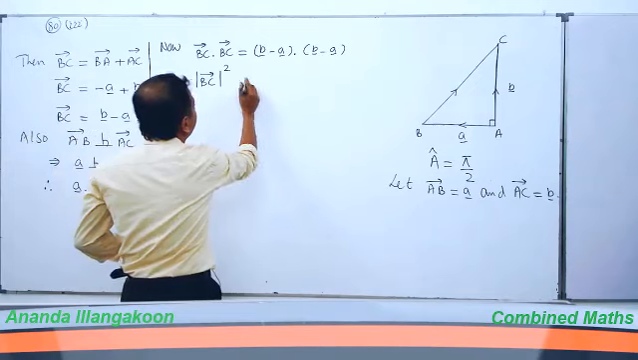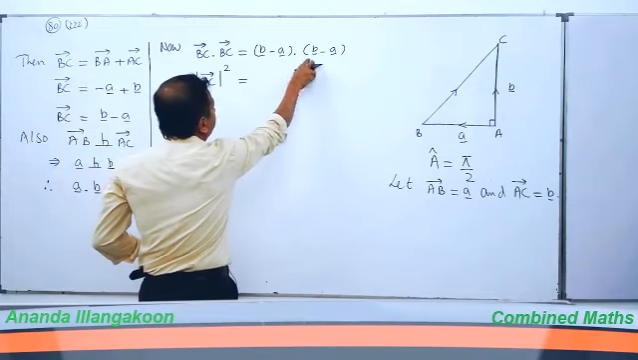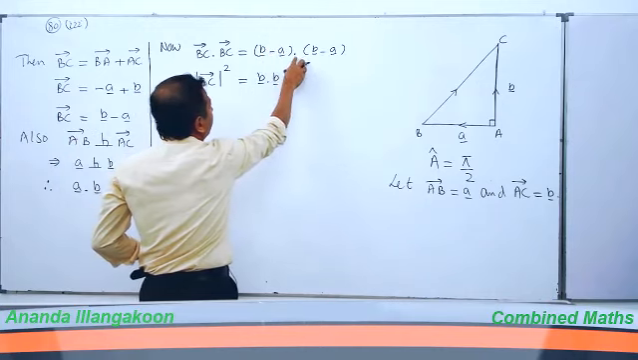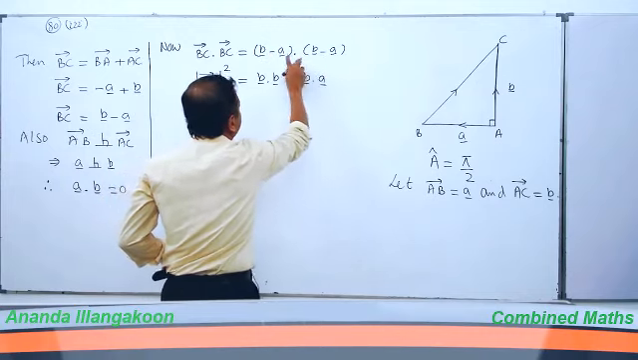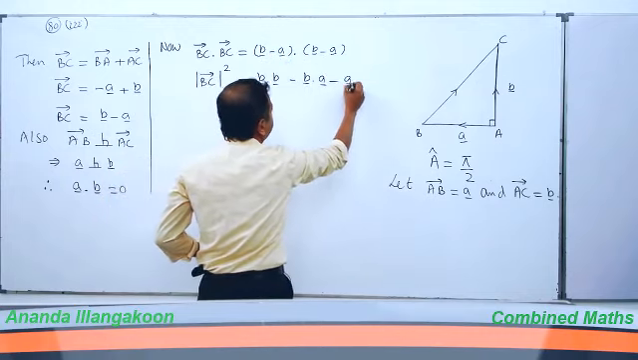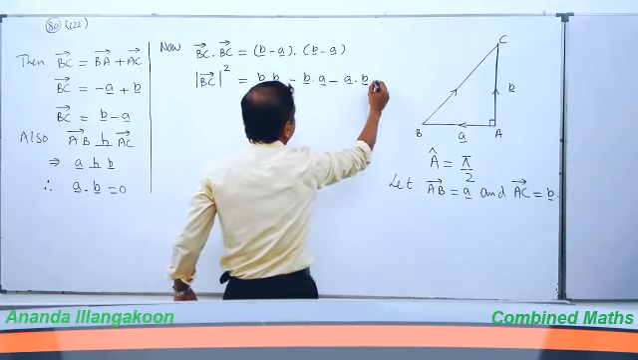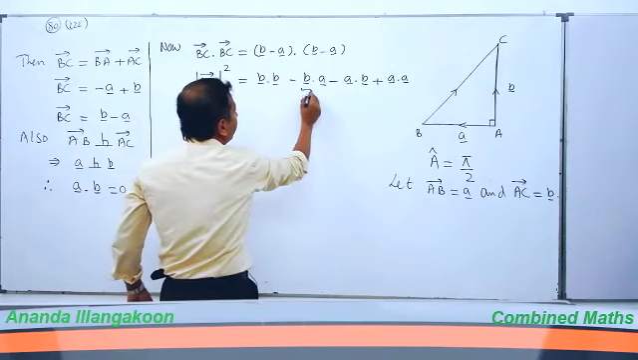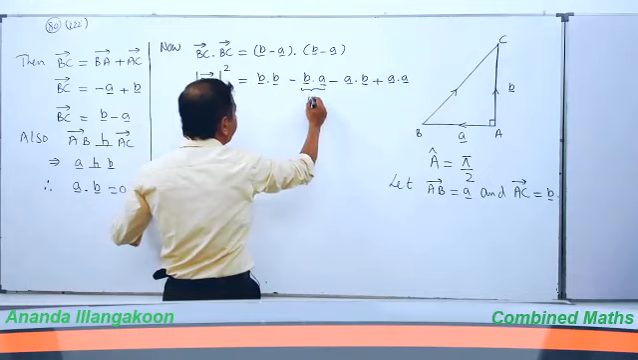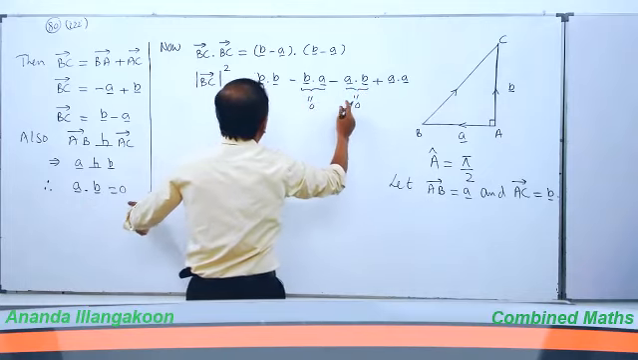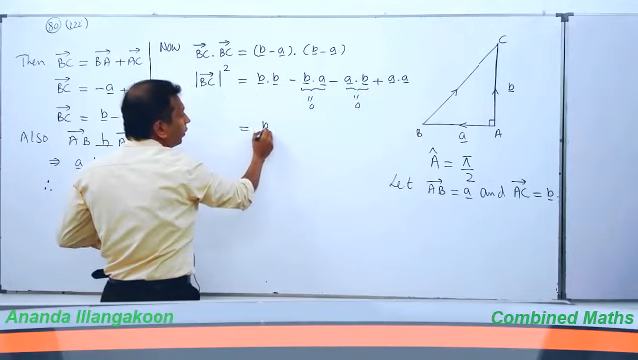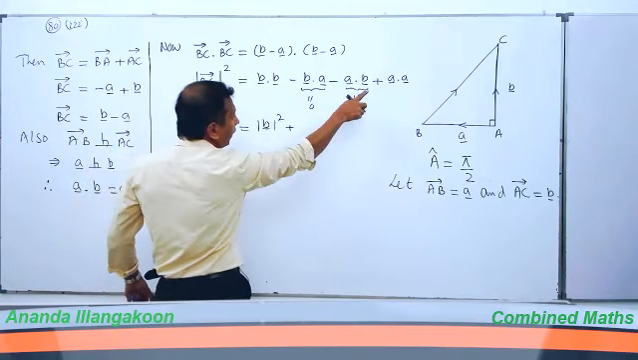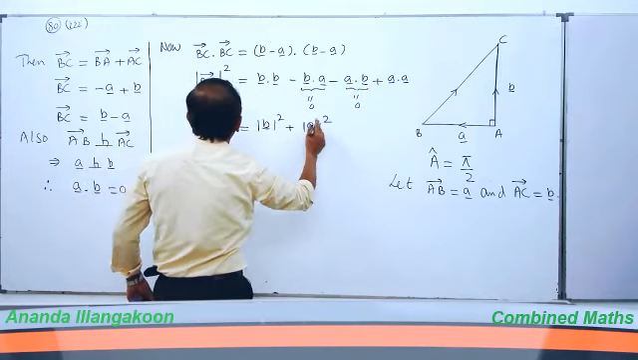When we remove the bracket, b dot b minus b dot a. Next one, minus a dot b. Minus minus plus a dot a. Now b dot a is equal to a dot b, but a dot b is 0. Here also 0. Here b dot b means what? Mod b perfect square. a dot a is mod a perfect square.